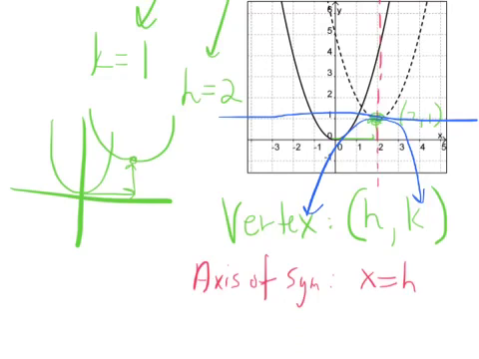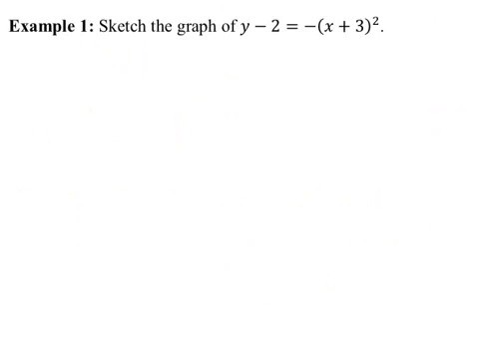Alright? Let's finish with this example. What I want you to do is start by identifying a, h, and k. Write down what you think is going to happen. Sorry, let me go through this. Identify a, h, and k. List the vertex. List the axis of symmetry. So go through all the identification stuff. But then what we're going to do is use a table of values today to make the graph look a little nicer.